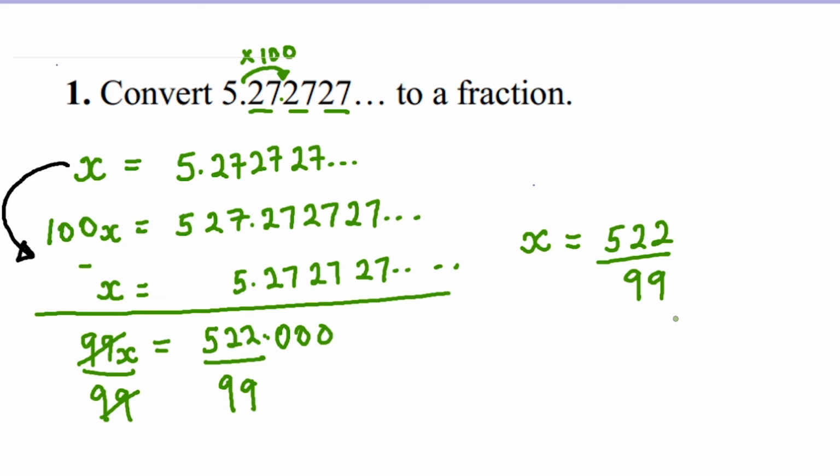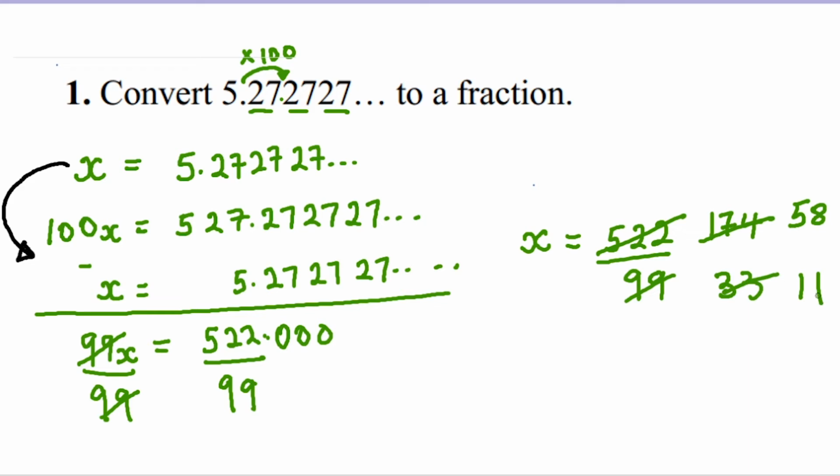So I think this can be divided further by 3. 522 by 3 is going to give us 174, and of course, 99 by 3 is going to give us 33. This also can be divided further by 3. 174 by 3 gives us 58, and 33 by 3 gives us 11. So we shall end up with 58 over 11.